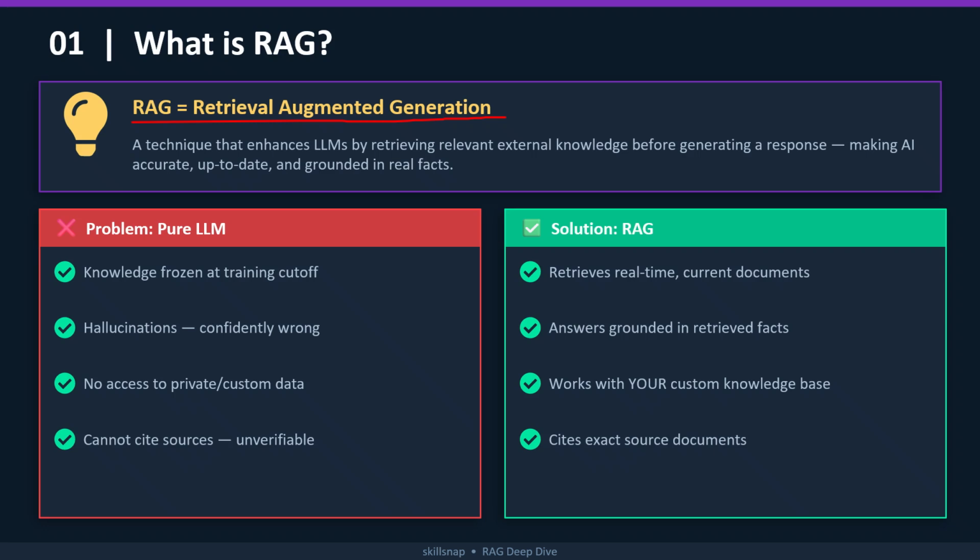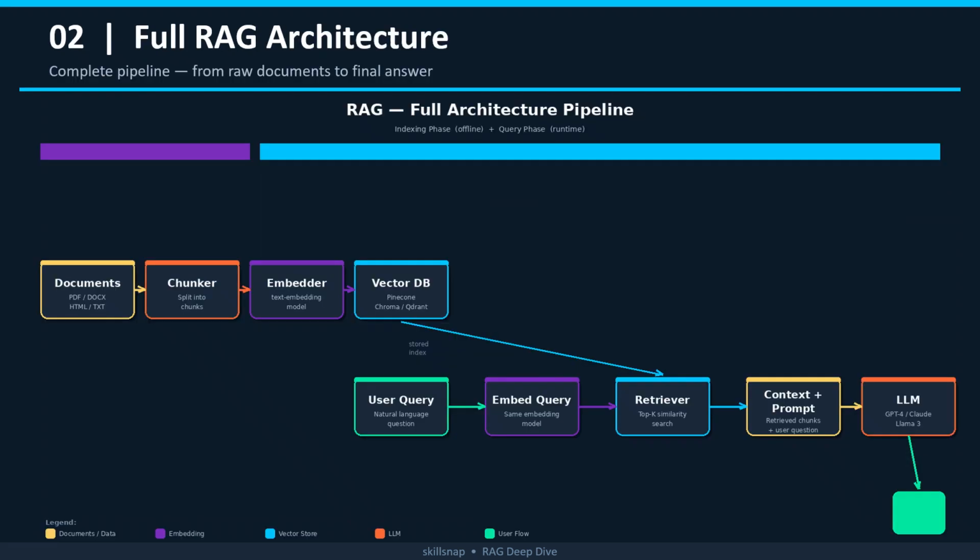Think of it like an open-book exam. A pure LLM is like taking the exam with no book, just your memory. A RAG system is like taking that same exam but being allowed to look things up in the textbook first. And the answers are far more accurate and verifiable. So we'll head to the architecture section to understand more about RAG.